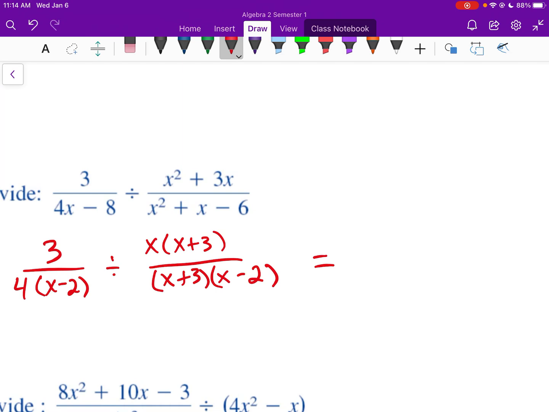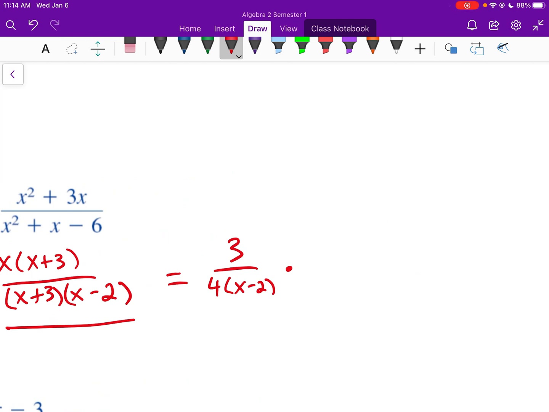Now, division. Here's where division's a little bit different. Dividing by something is the same as multiplying by the reciprocal. So I'm going to just rewrite the first term. And again, multiplying by the reciprocal, so I'm going to take the reciprocal of that term, which is just flipping it. So I'm going to have x plus 3 times x minus 2 over x times x plus 3.